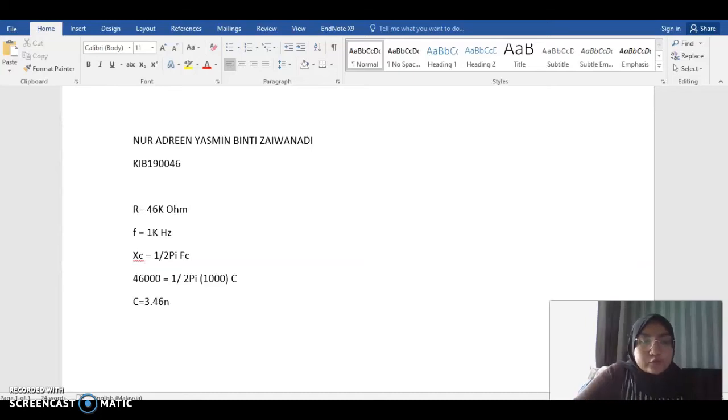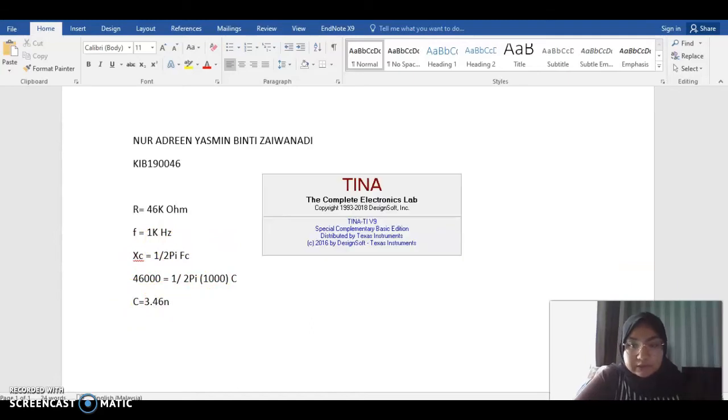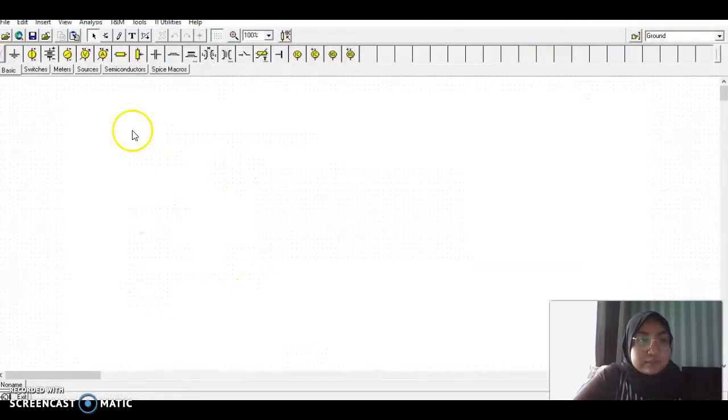So hi, here is my matrix number. After the 0, the integer is 46, so my resistance is 46 kilo ohm, and then I have to find the value of capacitance that I use using the formula of impedance. The value I got is 3.46 nano. So now we'll be constructing the RC circuit.